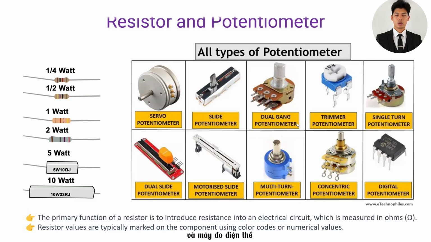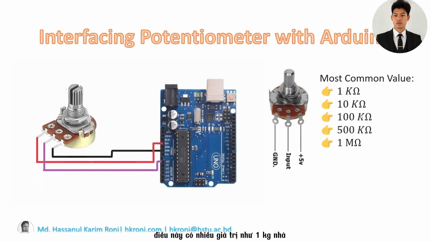And the potentiometer comes in several values like 1 kilo ohm, 10 kilo ohm, 100 kilo ohm, 500 kilo ohm, and 1 mega ohm. These are the most common values available in the market for potentiometers.